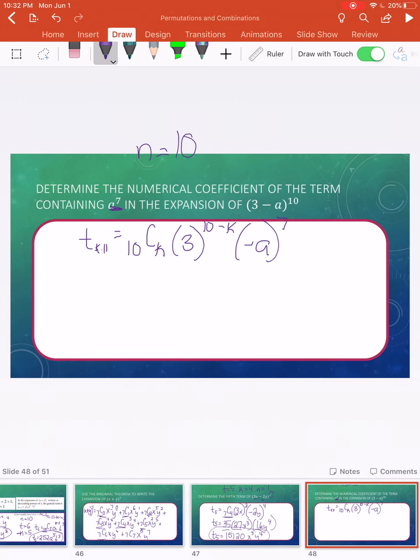Since that exponent is 7, it represents my k value. So that means k has to be equal to 7. So let's backtrack here and fill in all the k's. Okay, so now I know I'm looking for term 8 because 7 plus 1 is 8. And wherever I see a k, I'm going to put a 7.